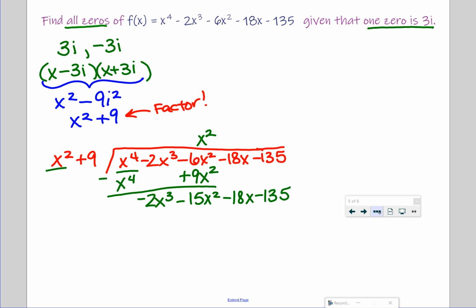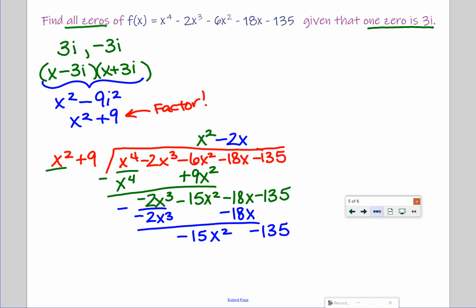x squared times what is going to give me negative 2x to the 3rd? Well, that's negative 2x. Times everything on the side is negative 2x to the 3rd minus 18x. Subtract, and you can see that both of those terms are the same, so those both cancel, leaving me with negative 15x squared and negative 135.